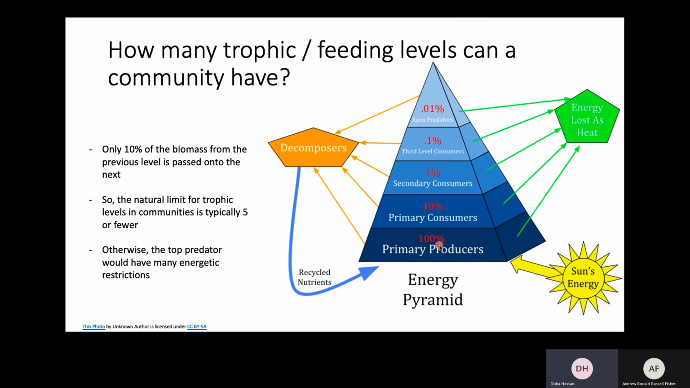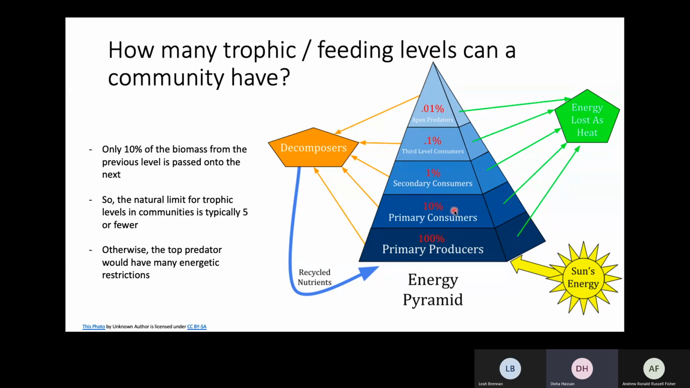That's our baseline number. Then let's say you have a primary consumer that comes in and eats the primary producer. Only 10% of that energy from that primary producer is being passed on to the primary consumers. The rest of it is lost as heat, which is actually crazy how inefficient this is.